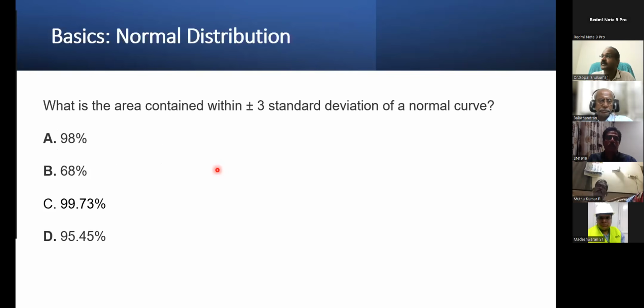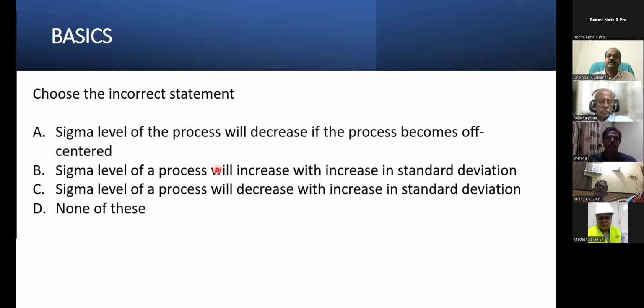What is the area contained within plus or minus 3 standard deviation? 99.73. Choose the correct statement or incorrect statement. You have to read the question carefully. Choose the incorrect statement. Sigma level of the process will decrease if the process becomes off-centered.